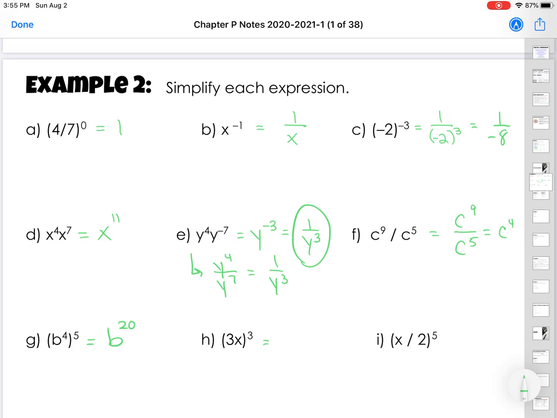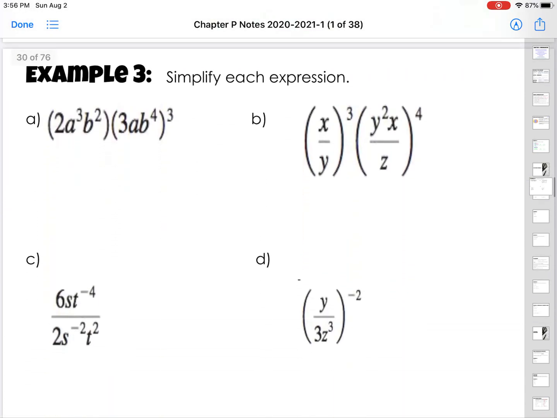In H, that becomes 3 to the 3rd times x to the 3rd, or that would be 27x to the 3rd. And again, this isn't as clear that it is a nice fraction, but it looks like this. So that would be x to the 5th over 2 to the 5th, and let's see, 2 to the 5th is 2, 4, 8, 16, 32. So x to the 5th over 32.